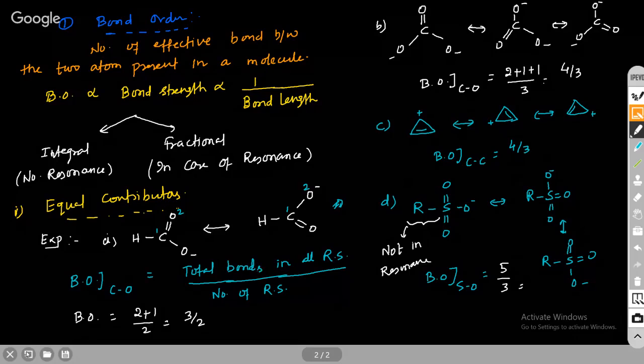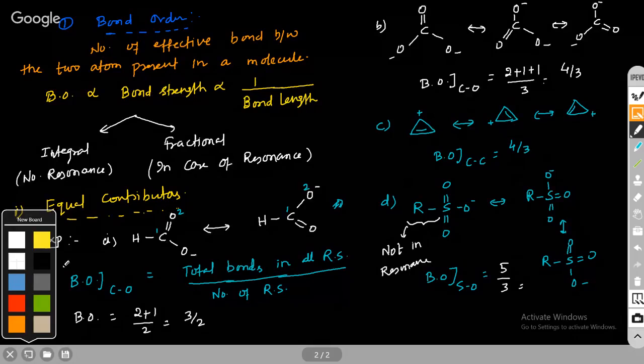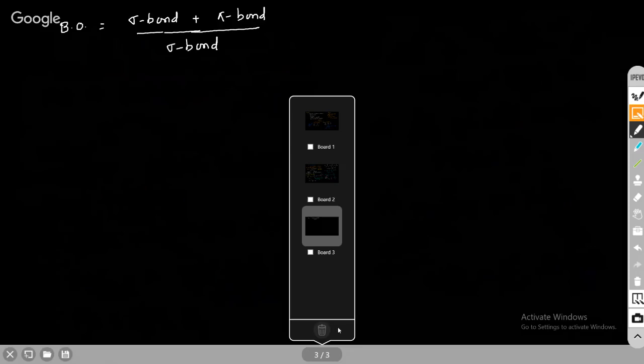Okay. So this method we are not going to use, but the formula we are going to use to calculate bond order is this: bond order is equal to number of sigma bonds plus pi bonds divided by the number of sigma bonds. And only sigma and pi bonds which are involved in resonance we count. Sigma plus pi divided by sigma. This you remember. Now you see all these questions which we have done.